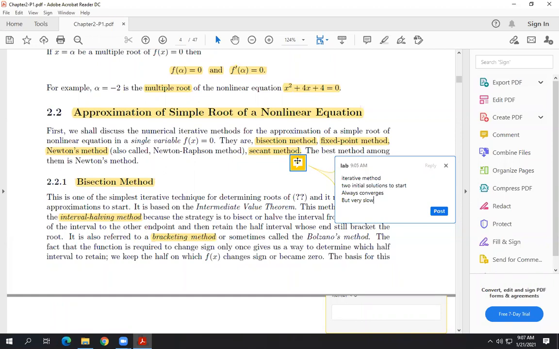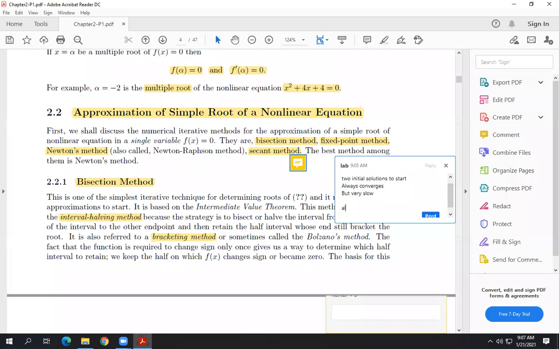Now, this is the thing. Now, let's recall this one here. Sometimes we call it the bracketing method, the interval handling method. These are 2 different names of the bisection, but generally what we call in the exam is the bisection method here. What is the basic idea of the bisection method?